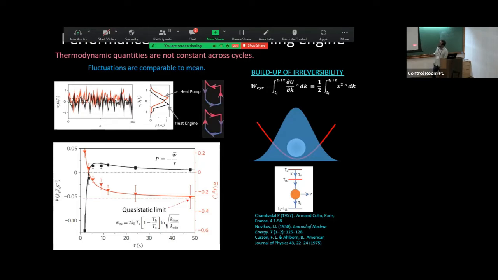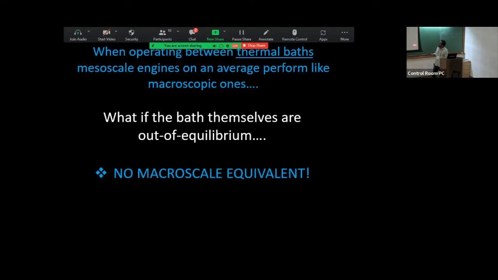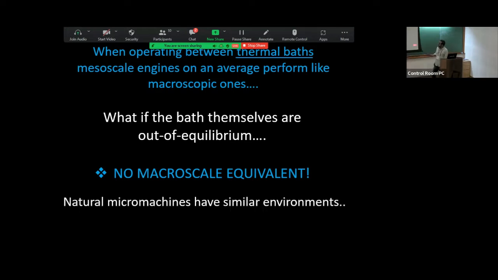Now, the same thing happens for these microscopic heat engines, and therefore, on average, when operated between thermal baths, they perform like their macroscopic counterparts. Now, the question is, what if the baths themselves are out of equilibrium, like the active baths? There is no macroscale equivalent for this, and we know that natural micromachines such as molecular motors work in similar environments where the noise is much more complex than just a thermal bath. It has non-Gaussian statistics and long correlation times.